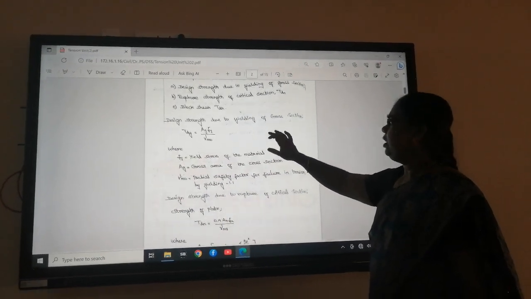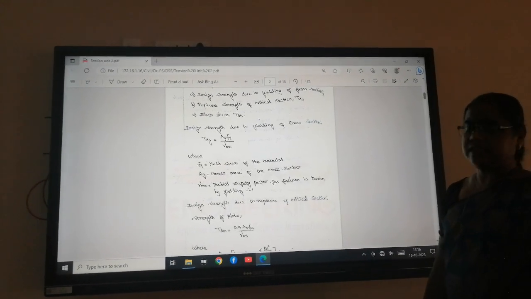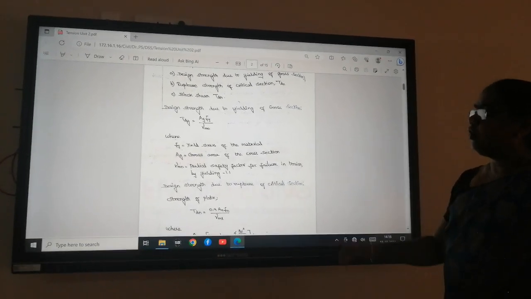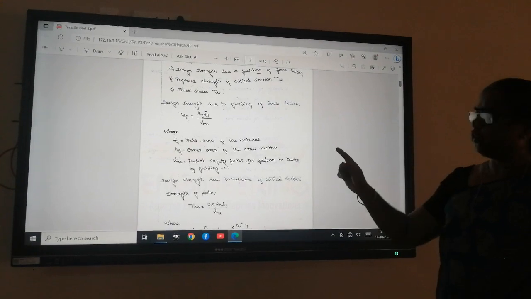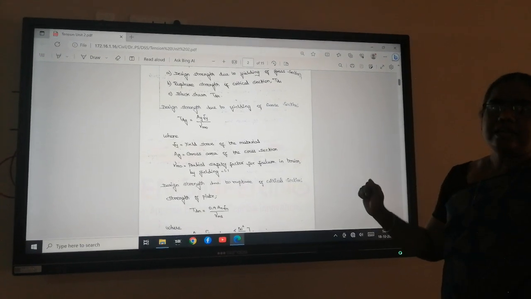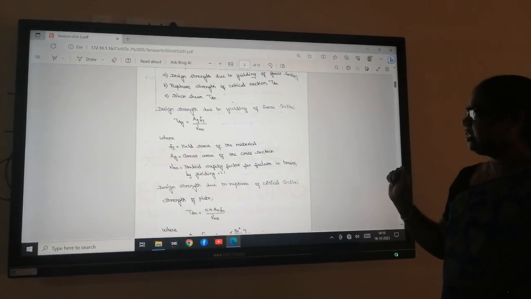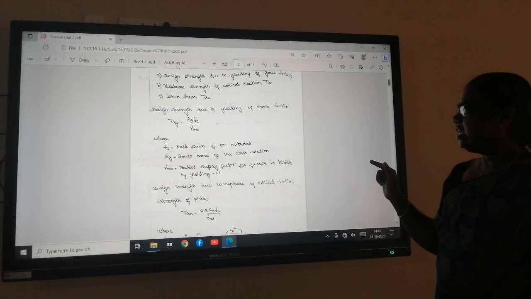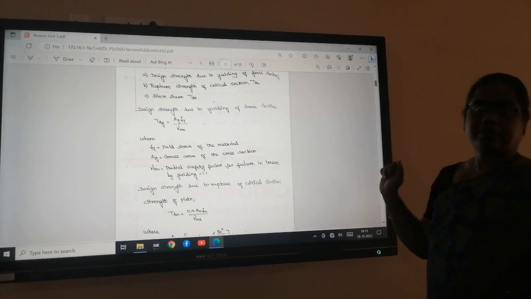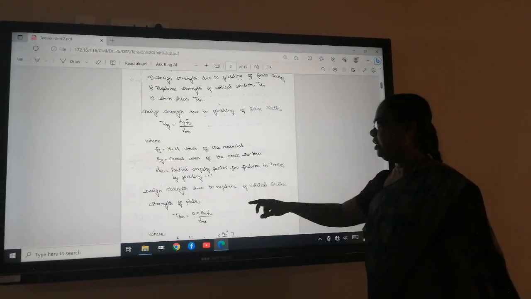Design strength due to yielding of cross section, that is Pdg equal to Ag Fy by gamma m0, where Fy equal to yield stress of the material, Ag gross area of the cross section, gamma m0 partial safety factor for failure in tension by yielding, that is 1.1.